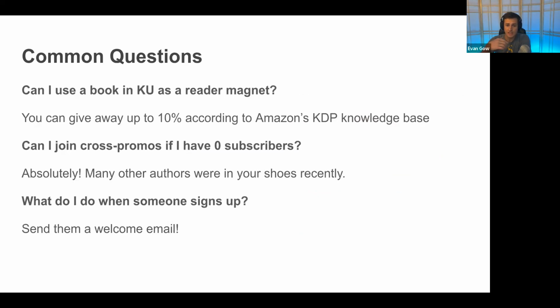Some common questions I get about reader magnets is, can I use a book in KU as a reader magnet? According to Amazon's KDP knowledge base, you can give away up to 10% of your book as a reader magnet. The reason is that readers can already click to see a preview of your book on Amazon and read approximately the first 10% of the book anyway. So Amazon says, hey, we let readers read 10% of your book on Amazon already. So if you also want to let your readers read 10% of your book and give that away, that's fine, because we already do it.